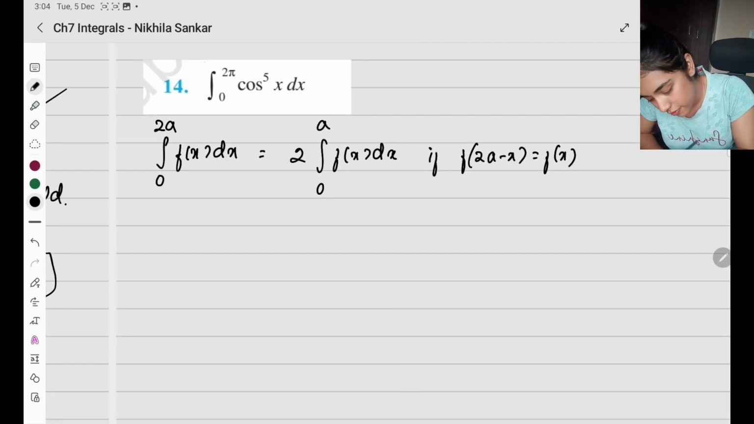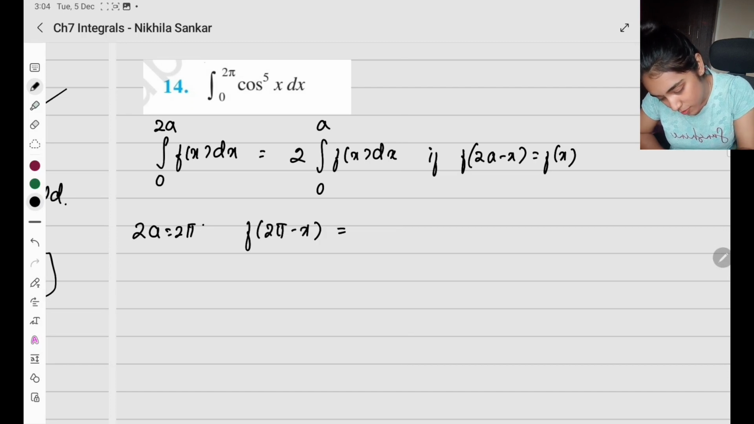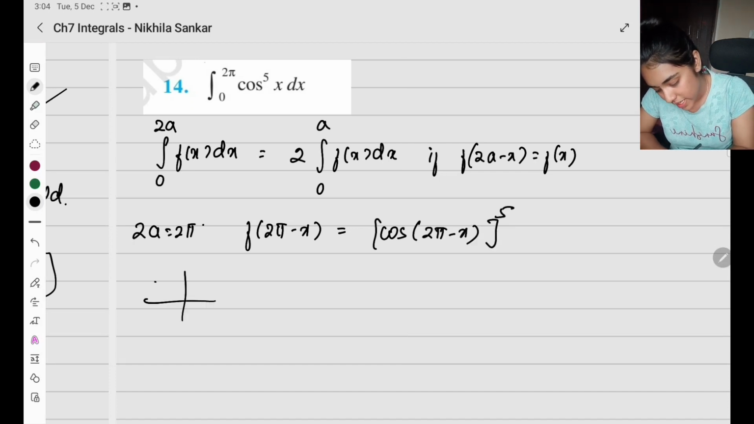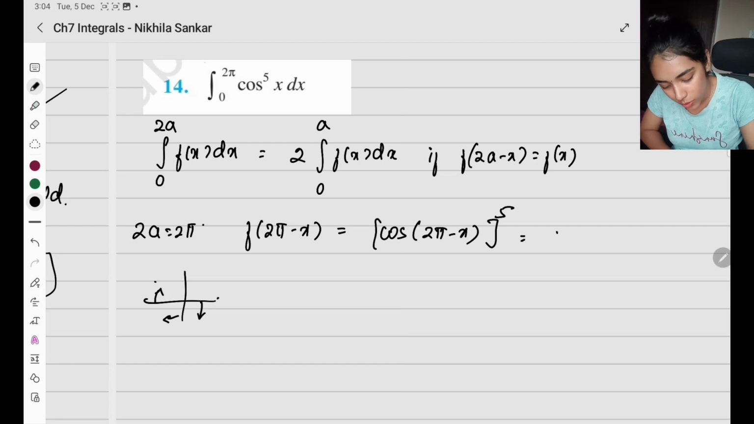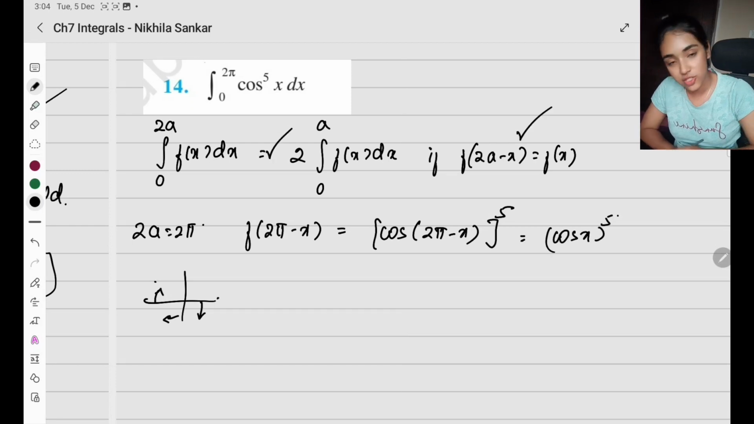So here 2a is going to be 2 pi. When I do that, f of 2 pi minus x is going to be cos of 2 pi minus x the whole power 5. Where is 2 pi minus x? This is pi minus x, 3 pi by 2 minus x, 2 pi minus x. It's in my fourth quadrant. In the fourth quadrant, this is going to be cos x to the power 5. So this is true, so I can change it in such a form.